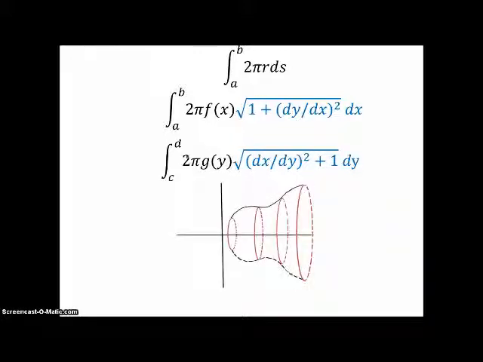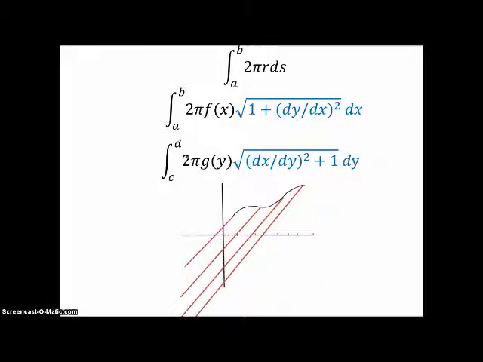Another way to look at this is you could take those circles that go around the surface and straighten them out, and so we're sort of adding up these lengths, these line segments along the curve to get our surface area.